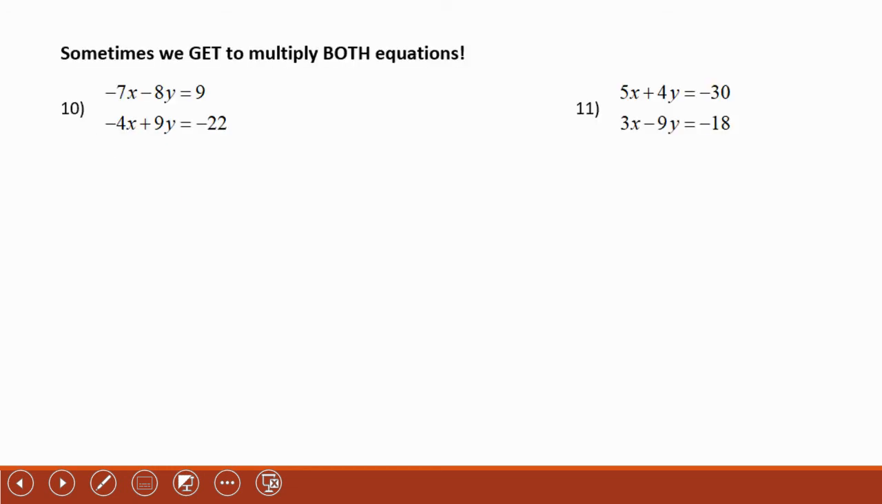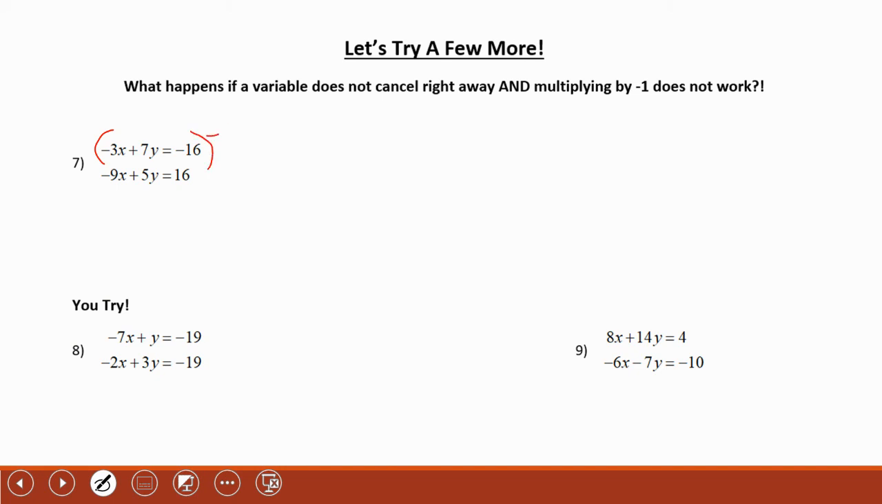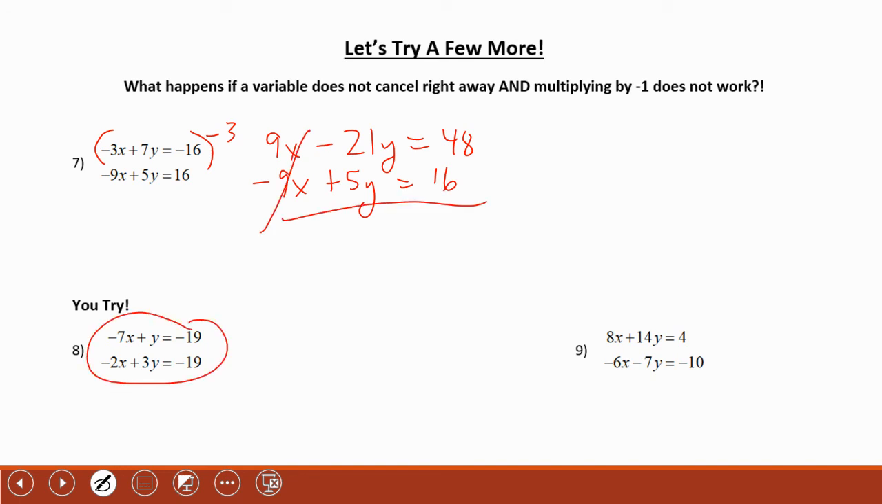I can multiply this by -3. So I would get 9x minus 21y equals 48. And then I just rewrite the second. And that allows me to eliminate the x's. For this one, I would probably multiply the top equation by -3. So the 3's go away. In this one, I would multiply the bottom equation by 2.